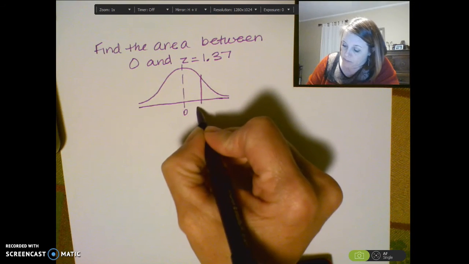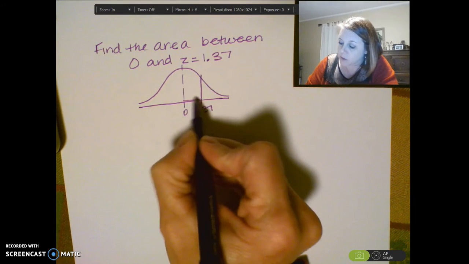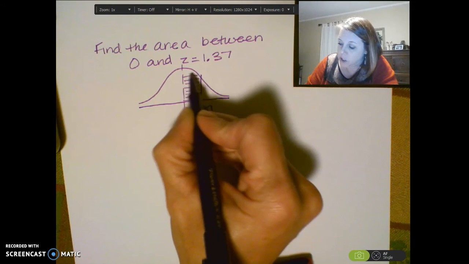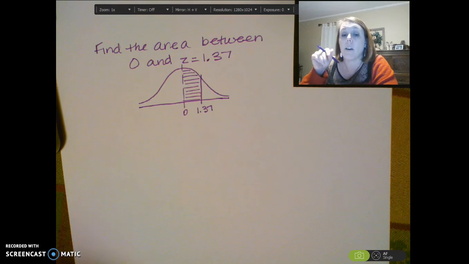About there. I want the area between those two values, which is here. And we're going to shade that so we can keep track of which part we're actually trying to find the area of. Now if you look at your table, remember at the bottom, it says that those areas given are between 0 and z.